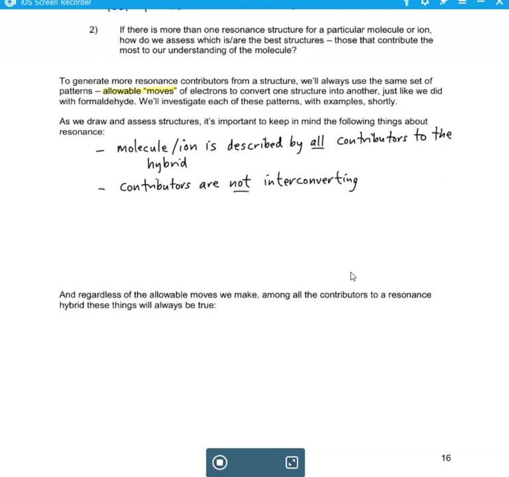Okay, so whatever the moves are that we make, and we're only going to make, again, the permitted moves or the allowable moves, if we consider all the contributors to the hybrid, there are going to be some things that are always the same. It doesn't matter what set of resonance structures we're looking at. First of all, the atoms among all of the structures are always in the same position. So all the atoms stay in the same position.